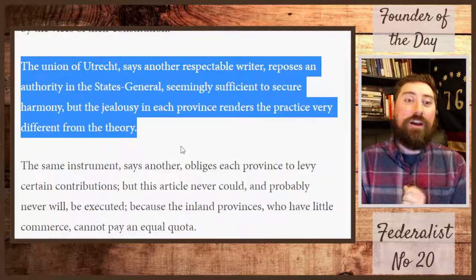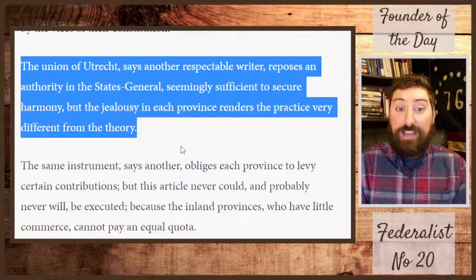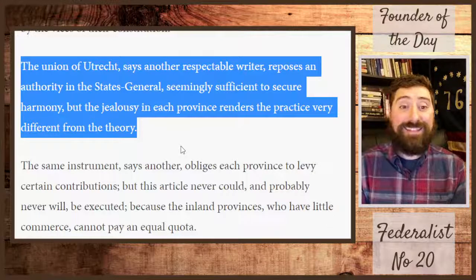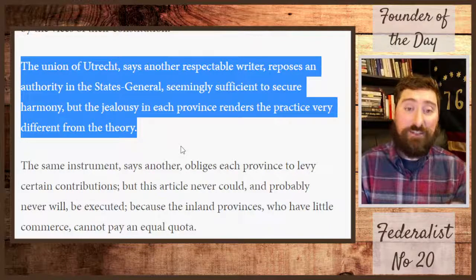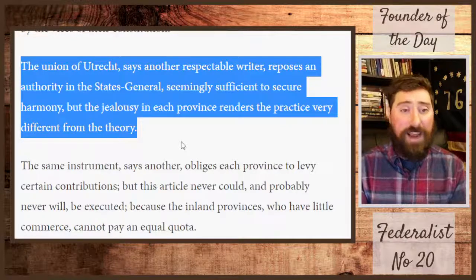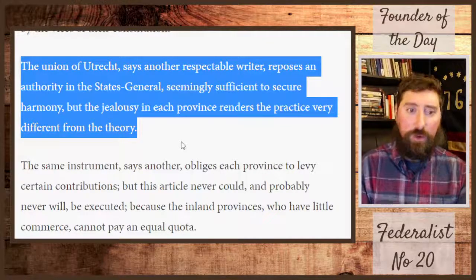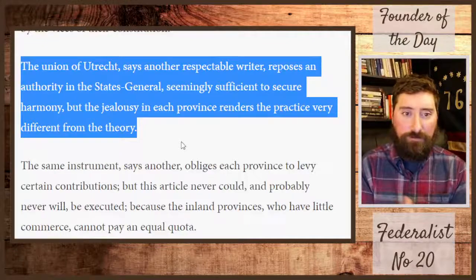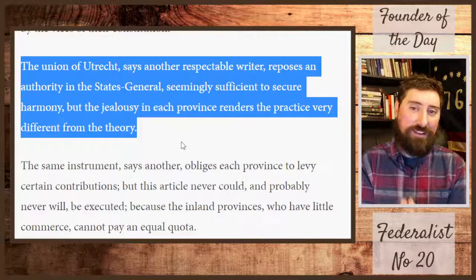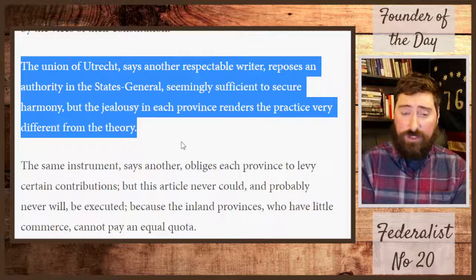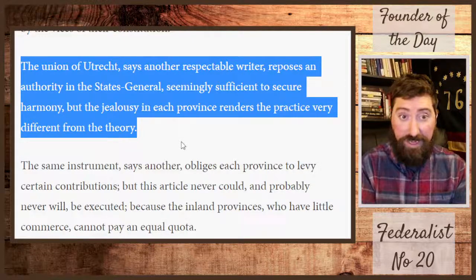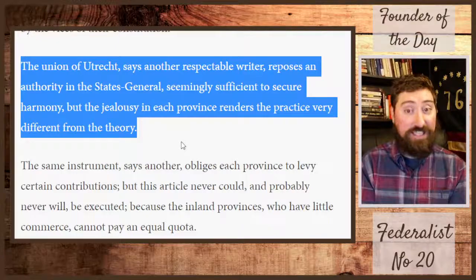The Union of Utrecht, says another respectable writer, reposes an authority in the States General, seemingly sufficient to secure harmony, but the jealousy in each province renders the practice very different from the theory. So Utrecht is in the Netherlands, FYI. It seems like the government of the United Netherlands can control the people. It works in harmony, as he says, but with jealousies between the provinces.